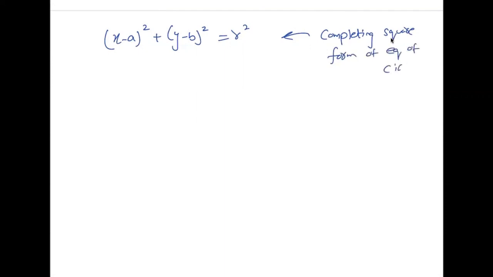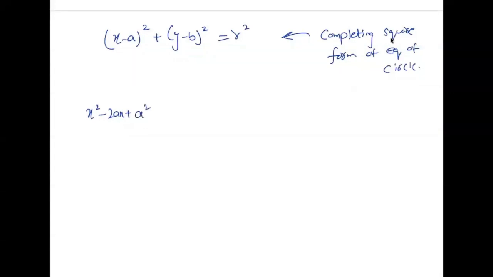Now this is (x minus a) the whole thing squared plus (y minus b) the whole thing squared equals r squared. This is known as the completing square form of the equation of a circle. When you expand this, you get the expanded form. If I expand (x minus a) squared, that is x squared minus 2ax plus a squared. Do you agree with me?